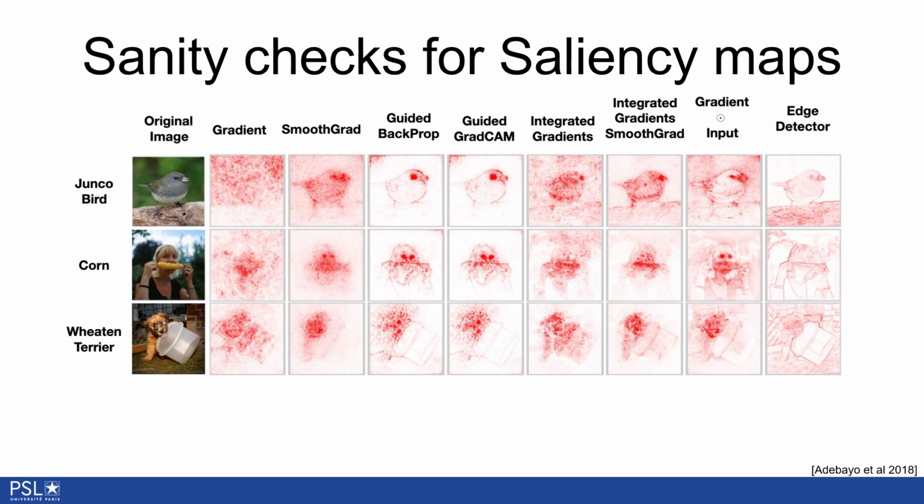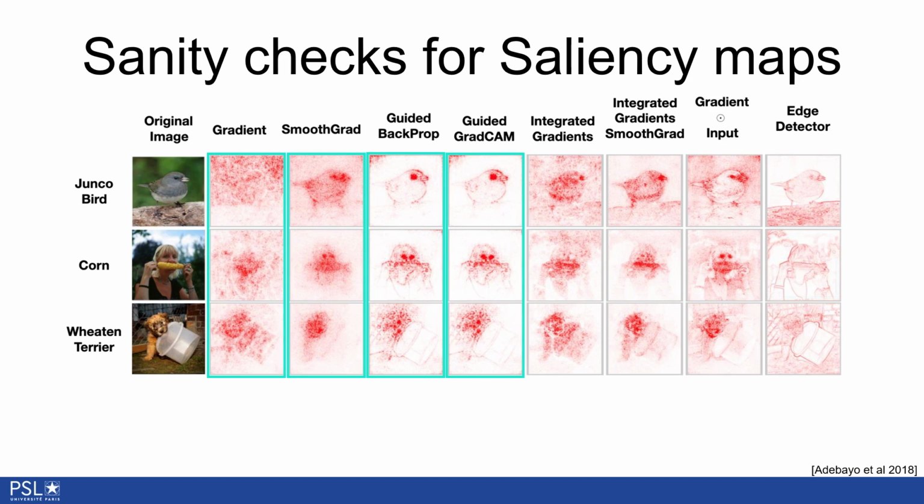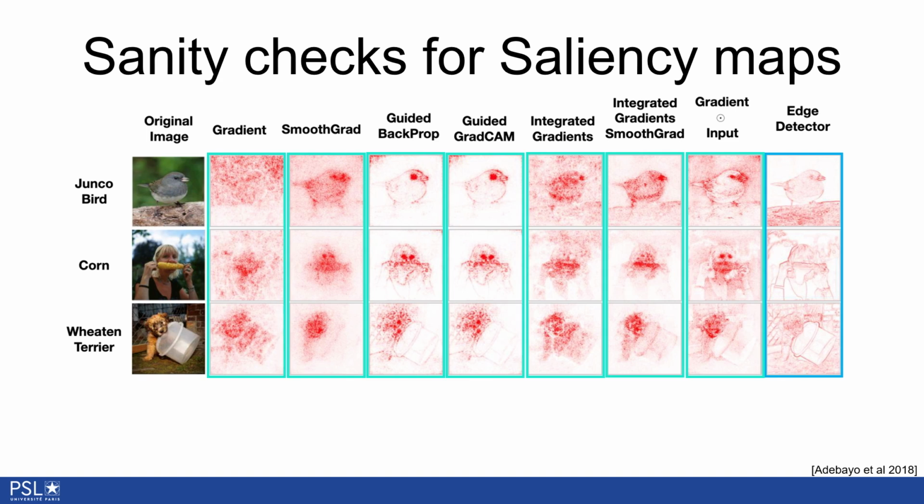This research paper considered a series of methods for computing saliency maps, illustrated in this figure for three example input pictures. These are the methods we discussed in the first part of this lecture, and some of them are combined together. The first method is vanilla gradients, followed by smooth grad applied to vanilla gradients. We then have guided backprop combined with GradCam, integrated gradients combined with smooth grad, and vanilla gradient multiplied by the original image. The final column on the right shows the output of a simple edge detector filter applied to the image.